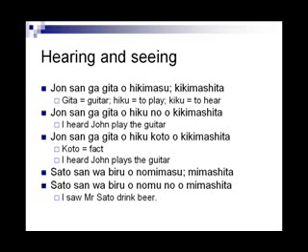Let us now move over to the sense of seeing. Sato-san wa biru o mimashita. Sato-san wa biru o nomu no wo mimashita. I saw Mr. Sato drink beer. The verb in the first sentence was converted to plain form and no was appended to it to make this sentence into a noun for the second sentence.